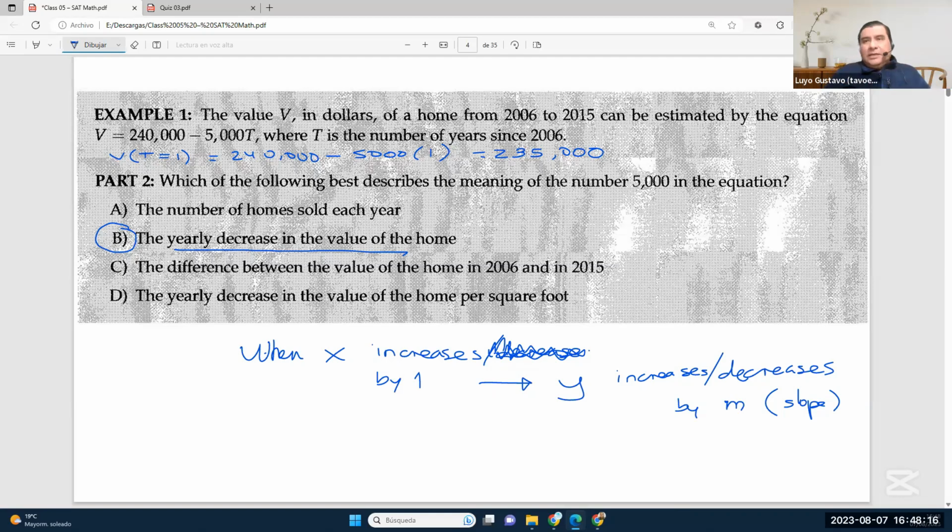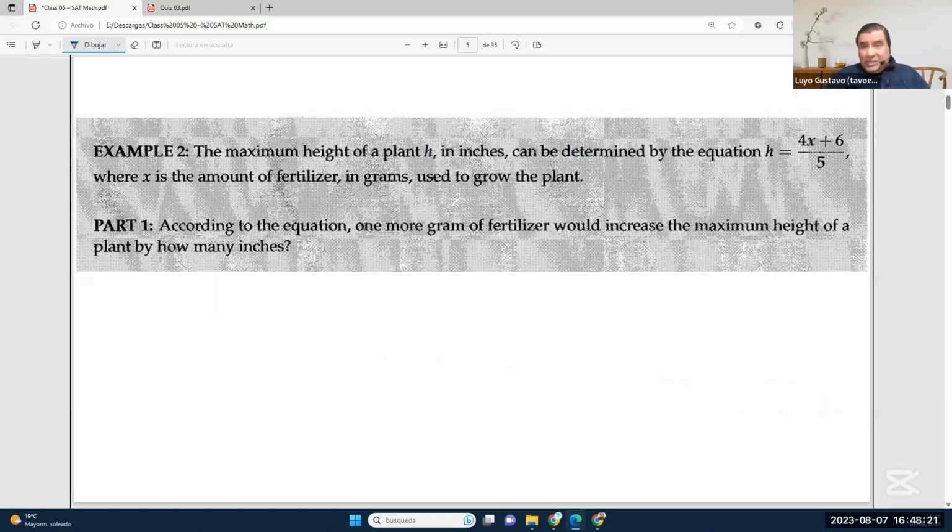Let's see some more examples. The maximum height of a plant h in inches can be determined by the equation h equals (4x plus 6) divided by 5, where x is the amount of fertilizer in grams used to grow the plant. Question 1. According to the equation, 1 more gram of fertilizer would increase the maximum height of a plant by how many inches?